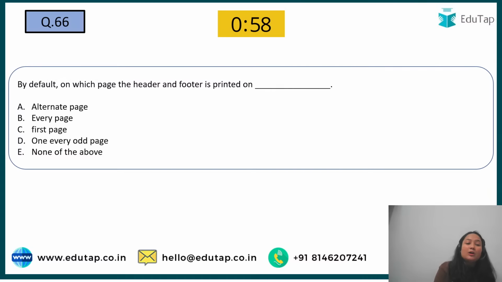By default, on which pages are header and footer printed? If we do not make any changes, by default what will happen? In every alternate page do we have header and footer? Every page we will have header and footer. Only the first page we will have header and footer. Only every odd page we will have header and footer, or none of these options are correct and there is something else going on. What will be the correct answer here? Just let me know. We are talking about default, that means it happens automatically until and unless you go out of your way and change it.